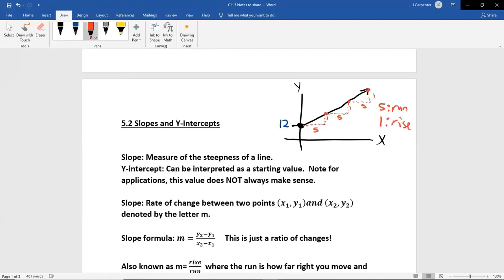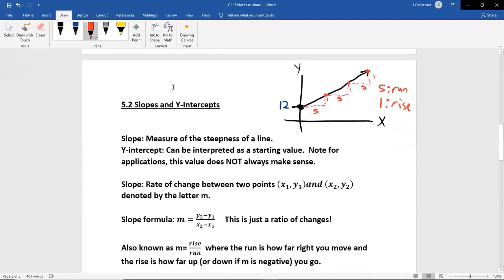Rise is how far up or down you go. Run is how far right you go. There is no left. There is only right, up, and down. We are only ever going to be considering ourselves moving right with these problems. We're talking about slope. Slope is rise over run.